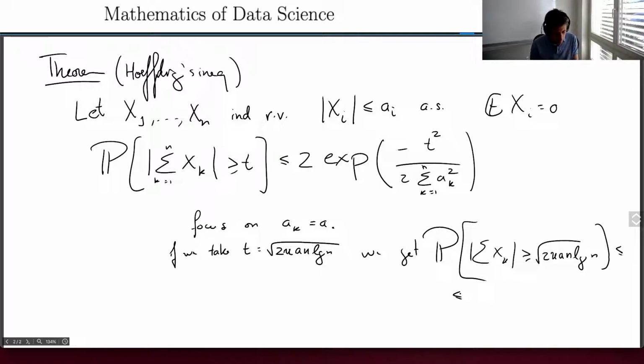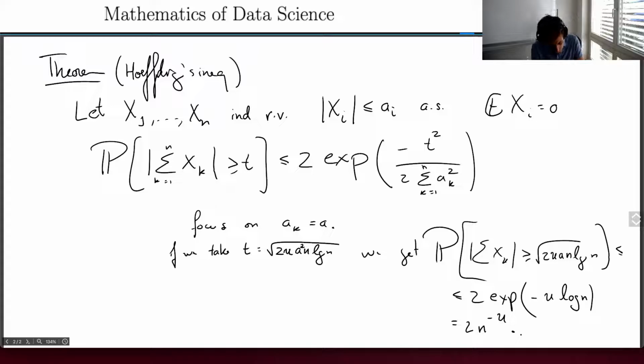Smaller or equal than, and now I pick this so that we get all the cancellation we need up here. So I get minus t squared, so I get minus the square of this. This needs to be a square, of course. When I take the square of this, the 2 cancels with this 2, the n a squared cancels with the n a squared that comes from here, and so we get minus u log n. So what is this? This is 2 n to the minus u.